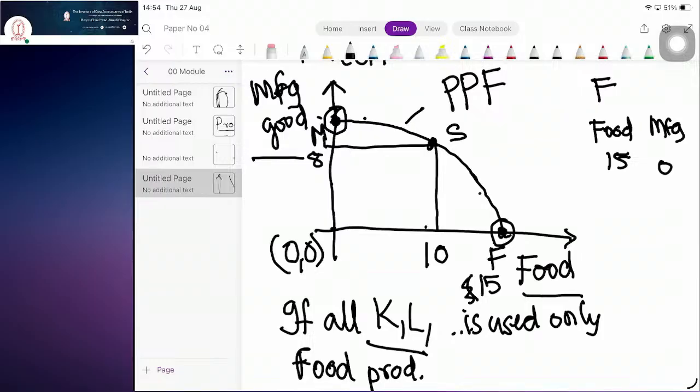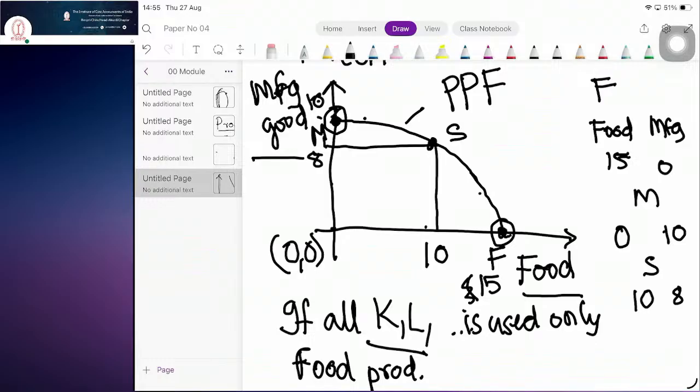Take a point like M. At M, what should I write? Suppose this is 8, I'm just writing it as 10. At M, what is the output? Food is 0 and manufactured production is 10. Understood? At S, what is the combination? Food is 10 and manufactured goods is 8.